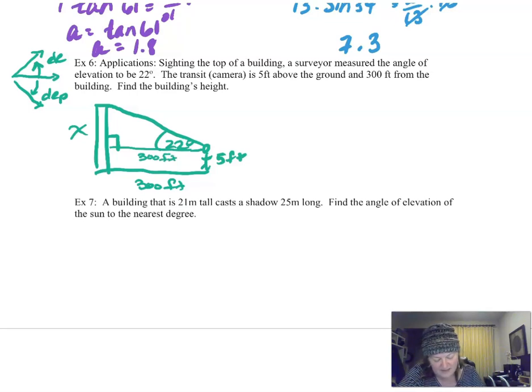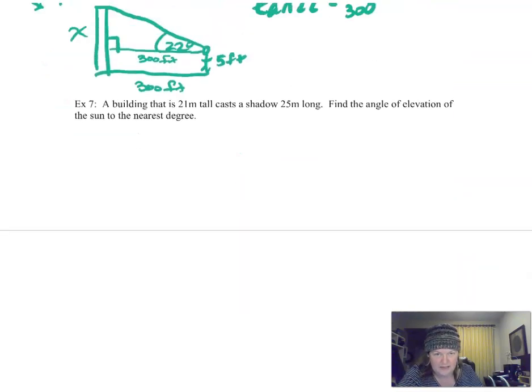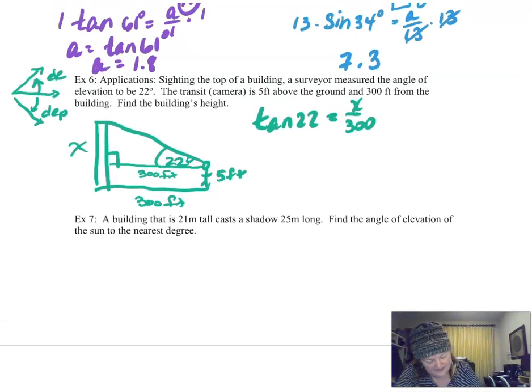So if I'm standing here, I have adjacent, and I'm looking for opposite. Okay, so that's a tangent. So I'm going to do tangent of 22 equals O over A. That's x over 300. Okay, if I solve for x, I'm going to multiply both sides by 300, so the 300s cancel. Then I'm going to grab my calculator. So in my calculator, I'm going to do 300 tangent of 22 equals.